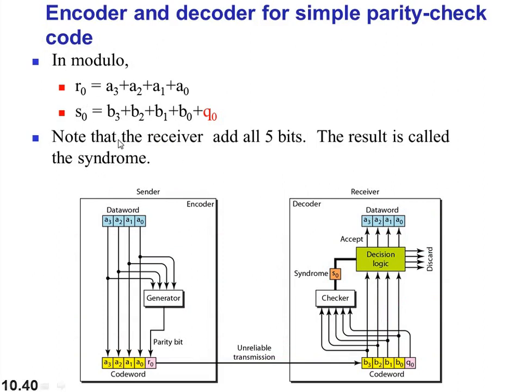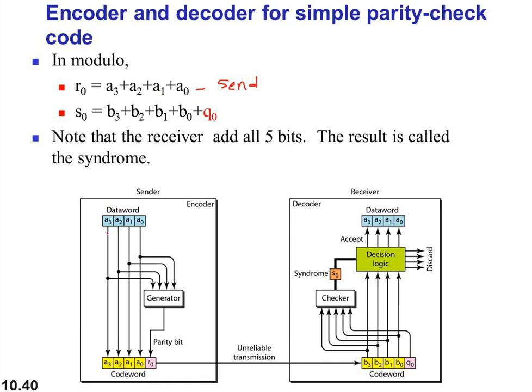The modulo R0 is generated at the sender end. This is for the sender. Let me write it over here so that you can understand how the R0 bit is generated. This is not a simple addition, this is a modulo addition. That means A3 is XORed with A2, A2 is XORed with A1, A1 is XORed with A0.